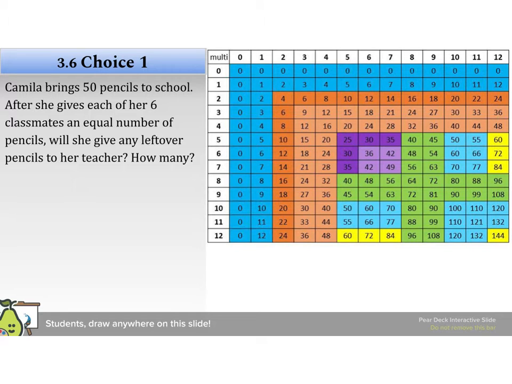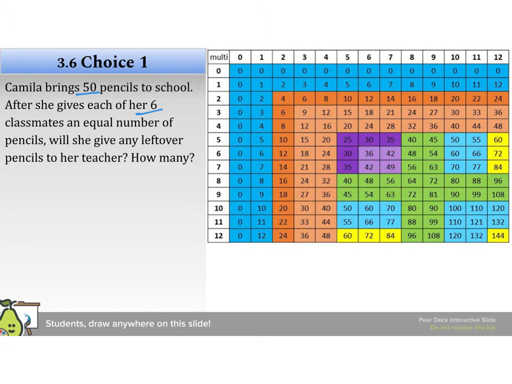All right, between the two questions that you can choose from, this first one is a little bit easier. Camilla brings 50 pencils to school. She gives each of her 6 classmates an equal number of pencils. Will she give any leftover pencils to her teacher?